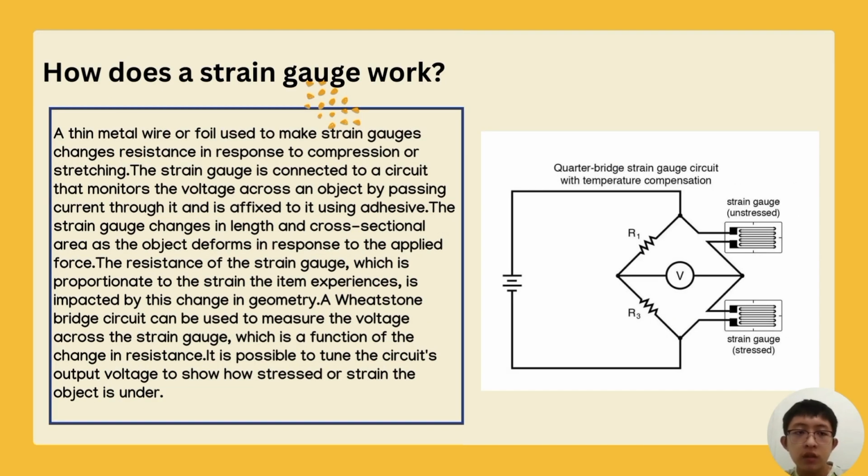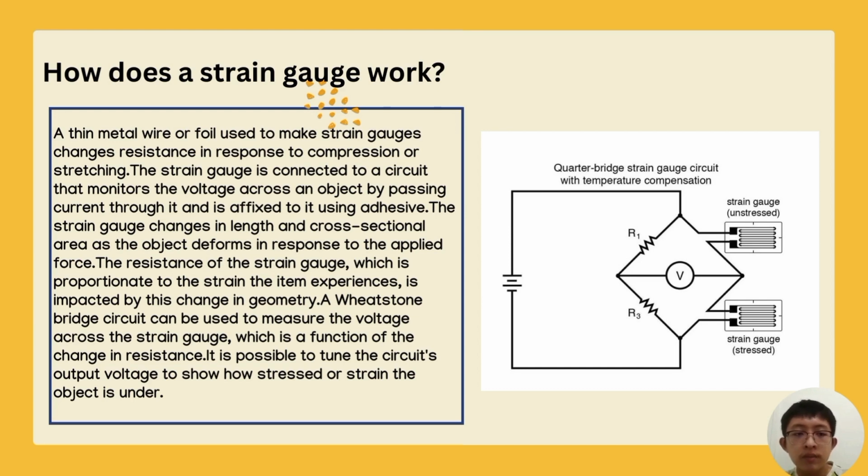The strain gauge works through a thin metal wire or foil used to make the strain gauge, which changes resistance in response to compression or stretching. The strain gauge is connected to a circuit that monitors the voltage across an object by passing current through it, and is affixed to it using adhesive. The strain gauge changes in length and cross-sectional area as the object deforms in response to the applied force. The resistance of the strain gauge, which is proportionate to the strain the item experiences, is impacted by this change in geometry.